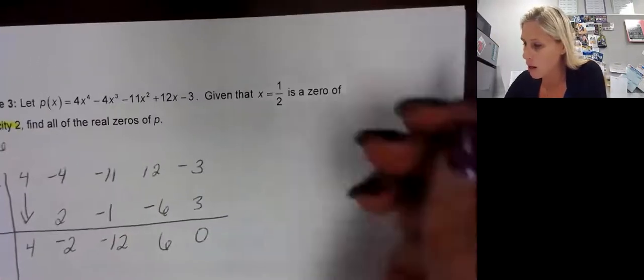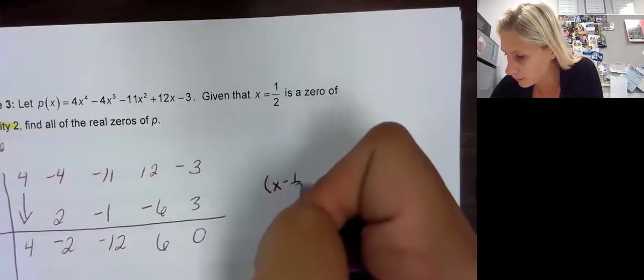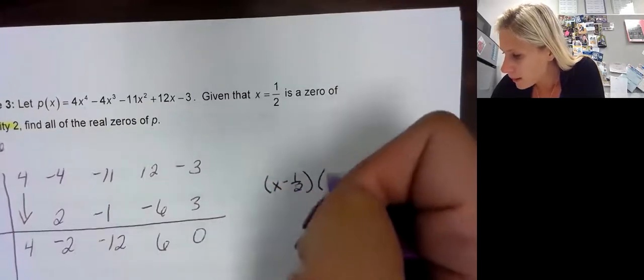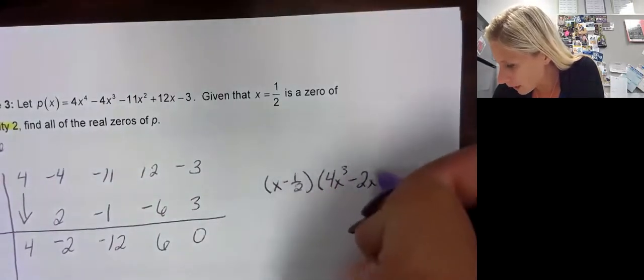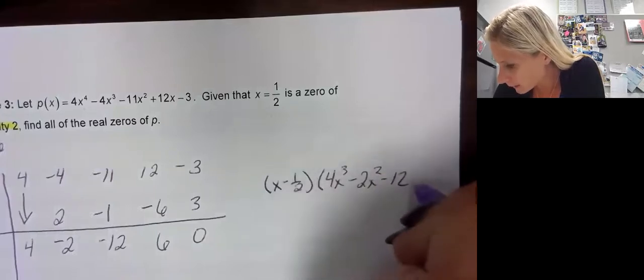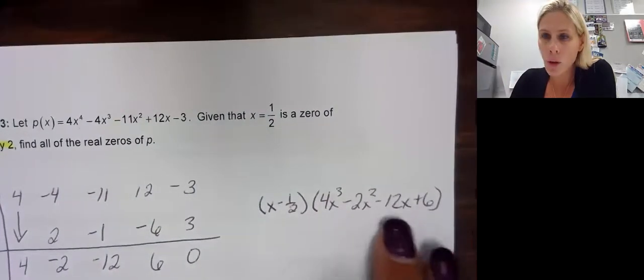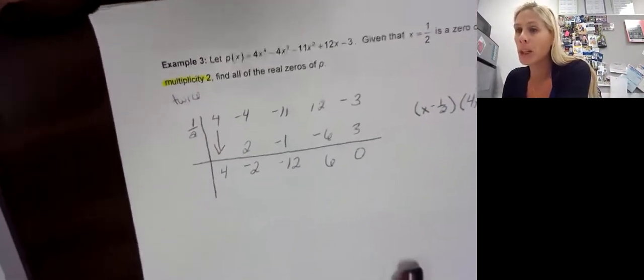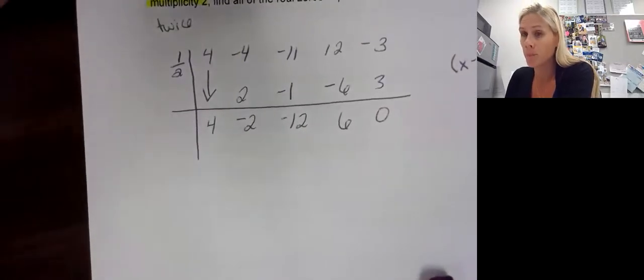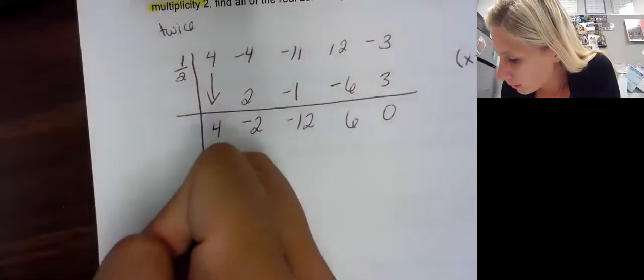So that's good. So right now what we have is x minus 1/2 times 4x cubed minus 2x squared minus 12x plus 6. But of course, we don't know how to factor this, so we have to do synthetic division again. Get used to this, guys, because you're going to do a lot of synthetic division. Make sure you're showing your work on another sheet of paper. Now it said it's multiplicity 2, so guess what? I'm going to do it again.